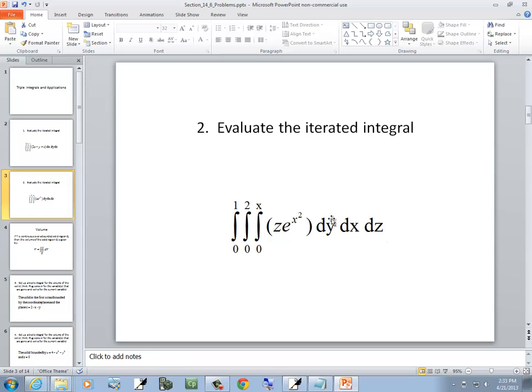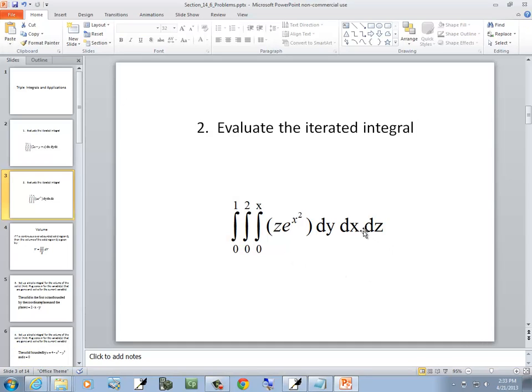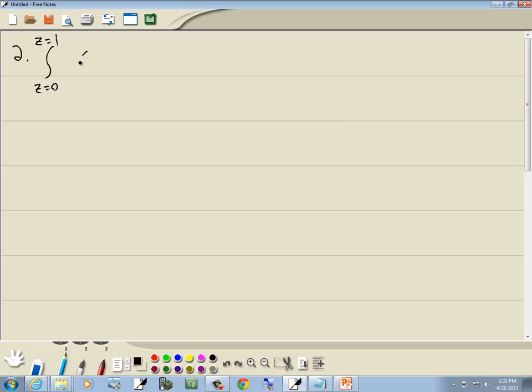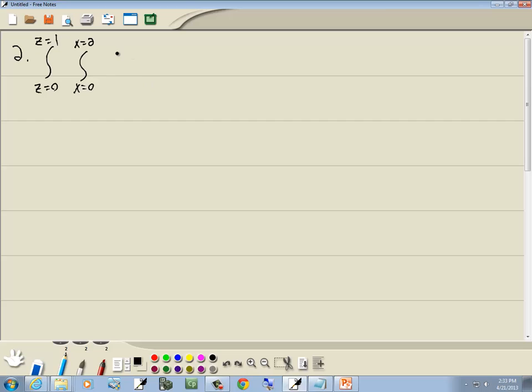The outer one is z, so z is equal to 0 to z is equal to 1. Next one is x. So this will be x is equal to 0 to x is equal to 2. And next one is y. So this will be y is equal to 0 to y is equal to x, of z e to the x squared dy, dx, and dz.